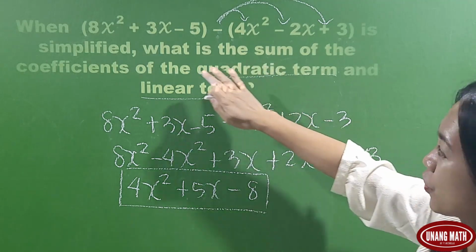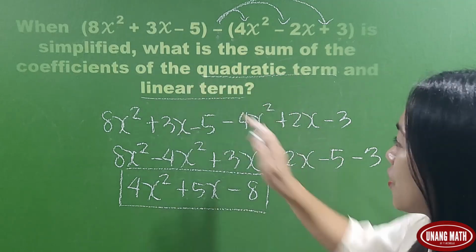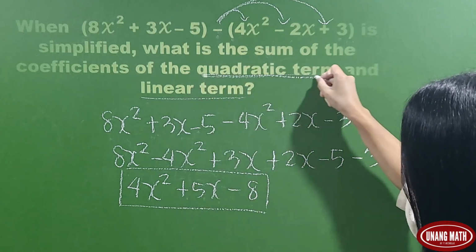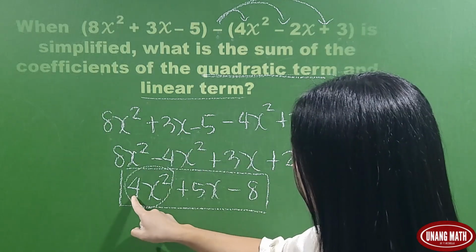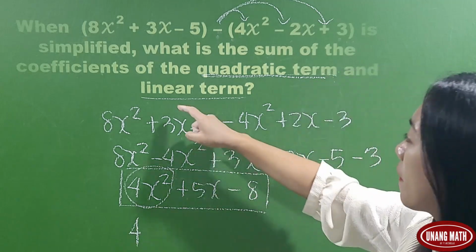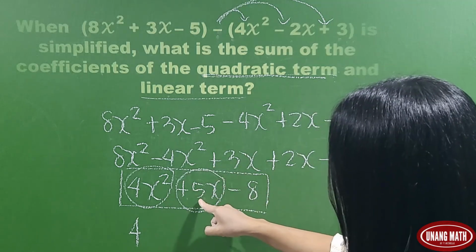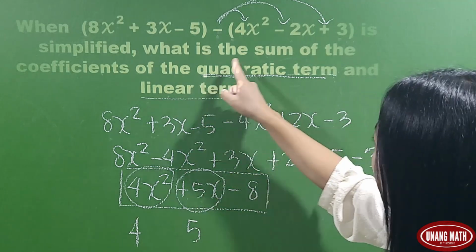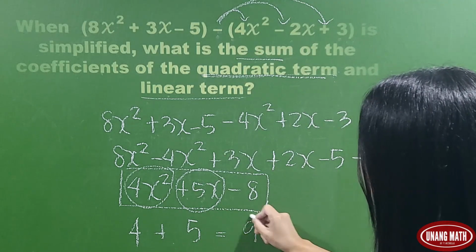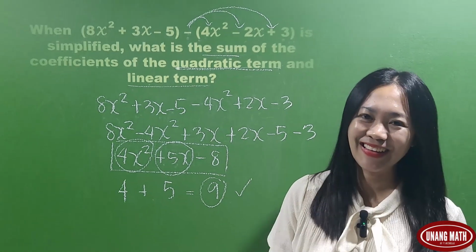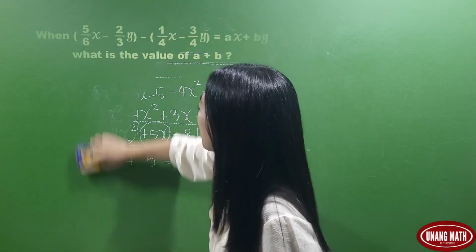Okay, we can now answer the question. What is the sum of the coefficients of the quadratic term and linear term? Okay, the quadratic term is this term. And the coefficient is 4. Okay, what about linear term? Okay, linear term is this term and the coefficient is 5. So the question is sum. So meaning 4 plus 5, then the answer is 9. Okay, let's go now to the third question.